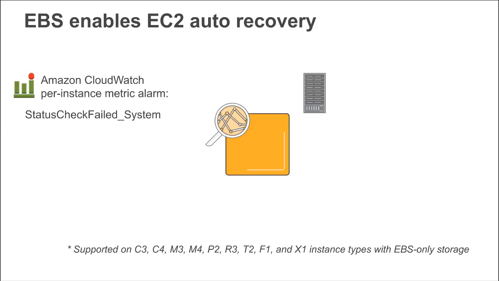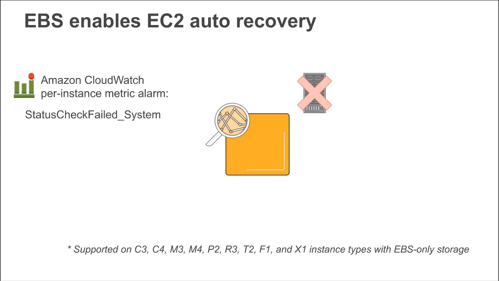EBS also enables auto recovery of EC2 instances. So what does this mean? Within Amazon CloudWatch, we have a metric called StatusCheckFailed_System for EC2 instances. And it's really a roll-up of a bunch of system checks that we do on your instance on your behalf to validate both the system and your instance.